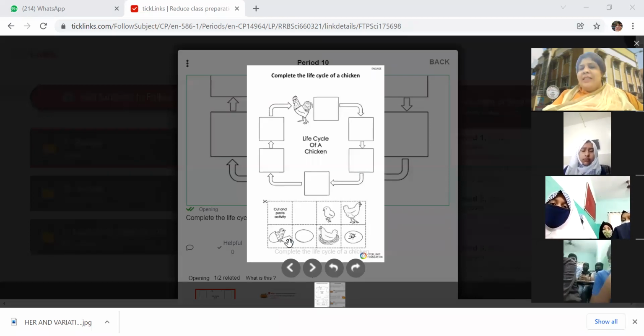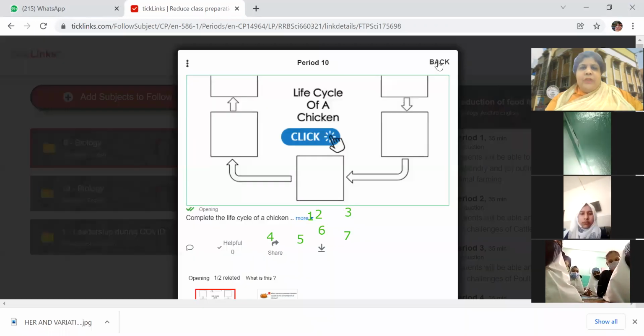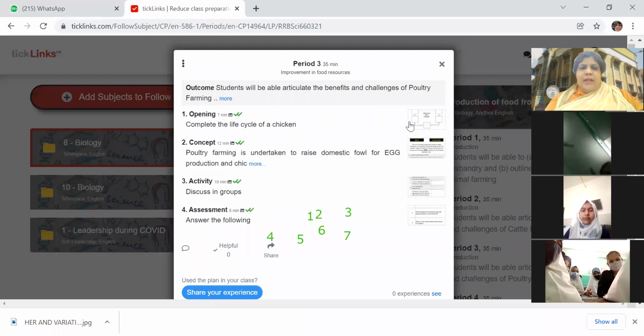So these are the steps. Draw these steps in your book and then let me know whether you could understand it or not. So you have understood the life cycle thoroughly, right? So now let us move to the next one.